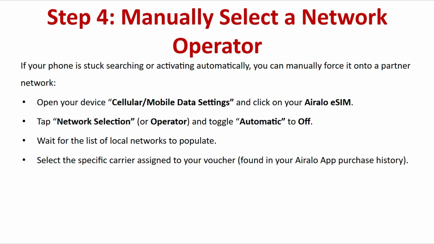Step 4. Manually select a network operator. Open your device cellular, slash, mobile data settings. Now click on your Airalo eSIM and tap network selection or operator and toggle automatic to off. Wait for the list of local networks to populate and select the specific carrier assigned to your voucher, found in your Airalo app purchase history.